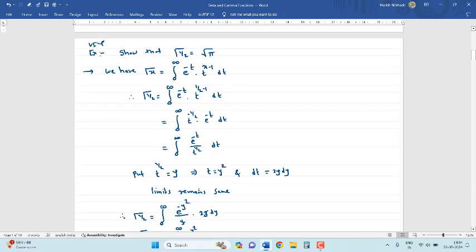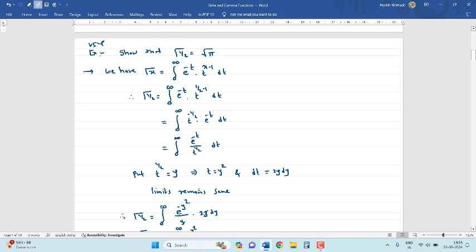Then we have the next important result, that is here we have to show gamma 1 half is equal to under root of pi. So by definition of the gamma function, gamma of x is equal to integration from 0 to infinity e raised to minus t into t raised to x minus 1 dt. So therefore put x is equal to 1 half. So we get gamma 1 half is equal to integration from 0 to infinity e raised to minus t into t raised to 1 half minus 1 dt. That is integration from 0 to infinity t raised to minus half into e raised to minus t dt, or it is integration from 0 to infinity e raised to minus t upon t raised to half dt.